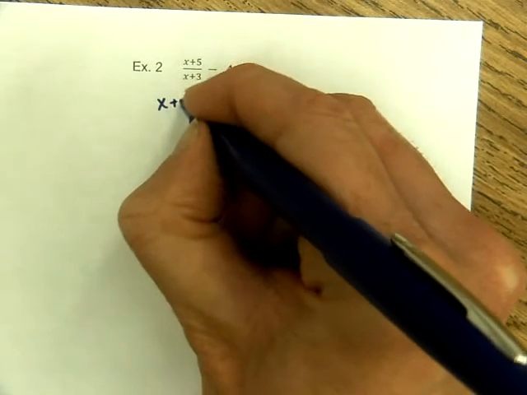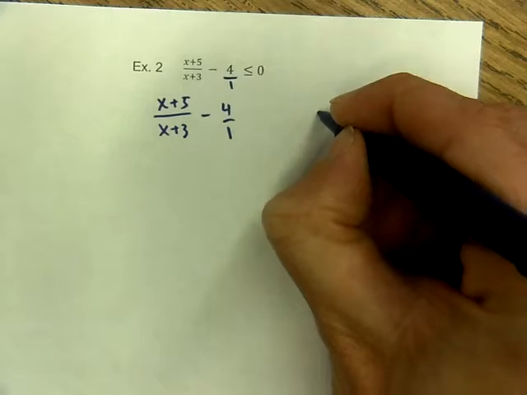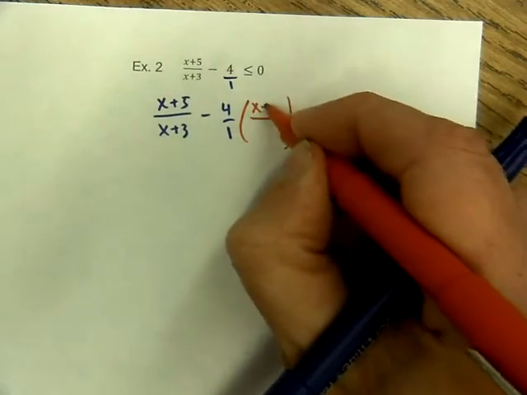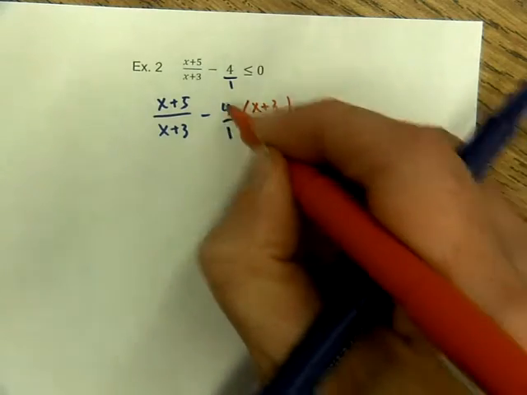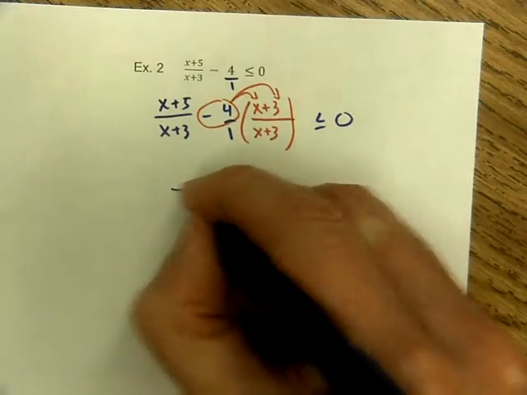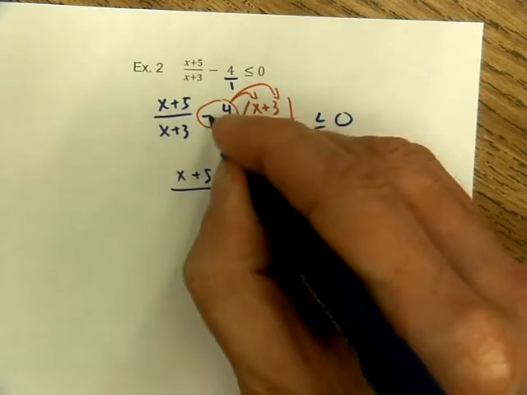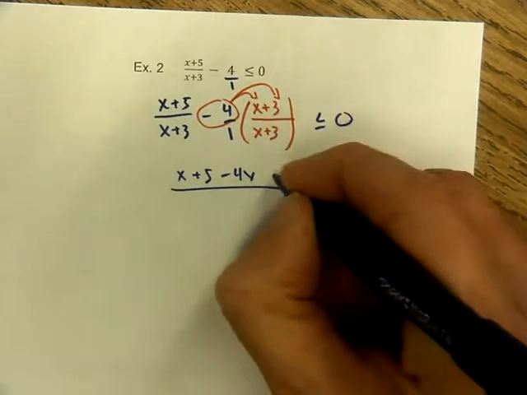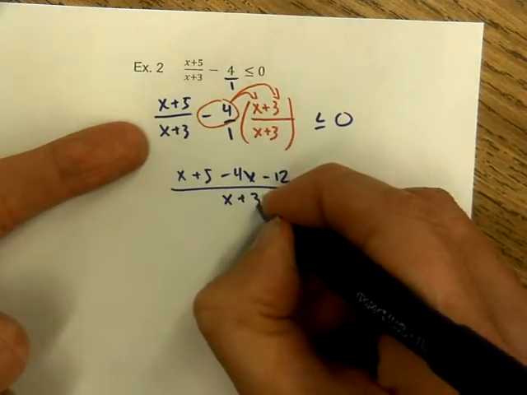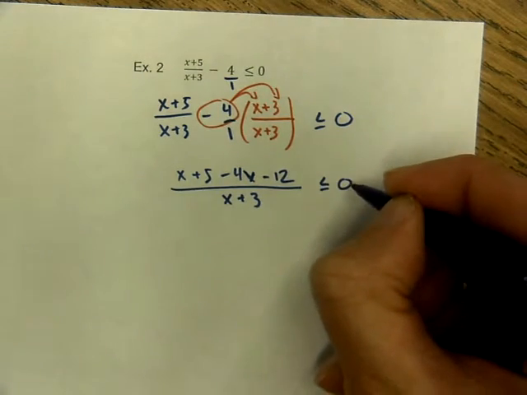So let me give myself a little bit more space. I'm going to rewrite this problem, because right here I want to set up my multiplier, and I'm going to multiply top and bottom by that x plus 3. And then remember to include that negative with the 4 when we do that distribution. So in the numerator we have an x, we have a positive 5. Negative 4 times x and negative 4 times 3 will give me a negative 12. And then in my denominator, I now have that common denominator of x plus 3. So all of that is less than or equal to 0.